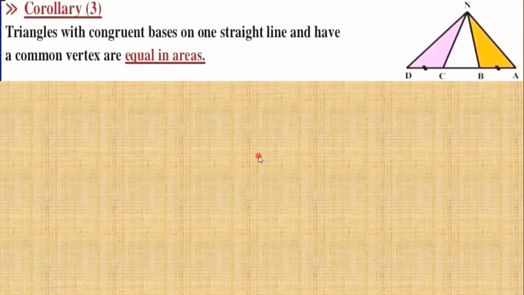Corollary number three. Triangles with congruent bases on one straight line and a common vertex are equal in area. In a case like this, we have two triangles, MBA and NCD. The two bases are equal in length and they have the same vertex above. So the bases are equal, the heights are equal also. So the area of triangle MBA and the area of triangle NCD are equal.